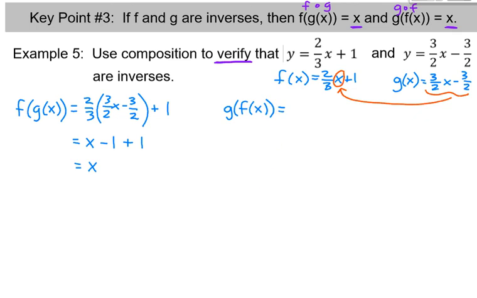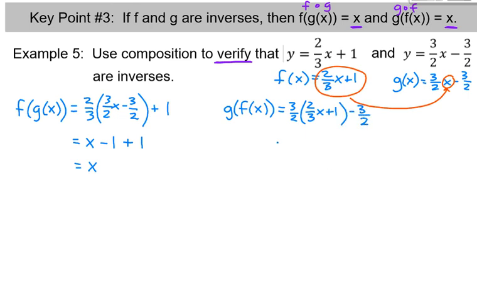And then for the second half of the verification, g of f of x, we're putting the f function inside the g function. So not this anymore, the other way around. So at this point, all of this f function is going inside for x in the g function. So that's going to look like 3/2 times 2/3 x plus 1 minus 3/2.